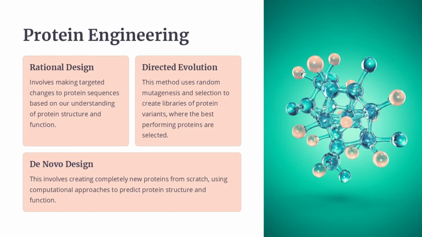Protein engineering is a powerful field that allows us to create new proteins or modify existing ones to have desired properties and functions. There are three main approaches to protein engineering: rational design, directed evolution, and de novo design. Rational design involves making targeted changes to protein sequences based on our understanding of protein structure and function. This allows us to engineer proteins with specific, desired traits.